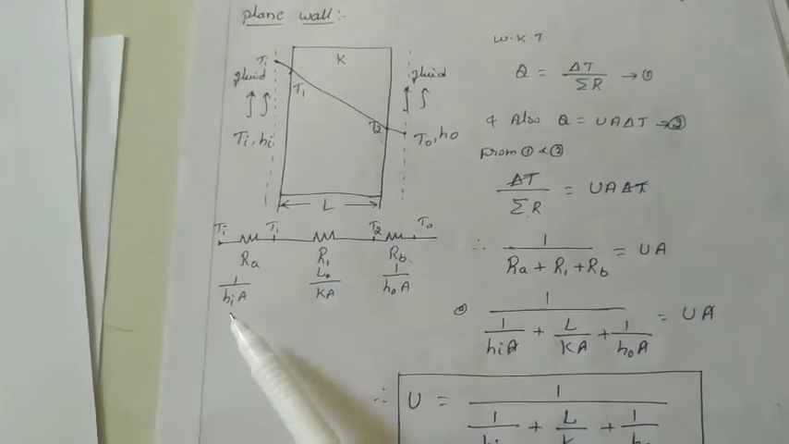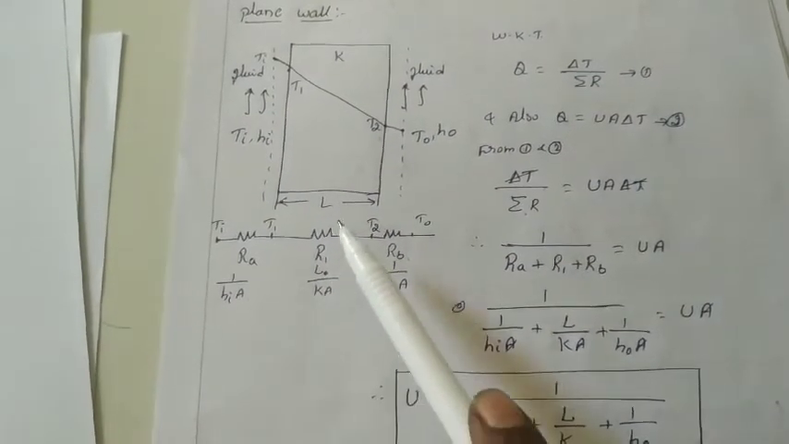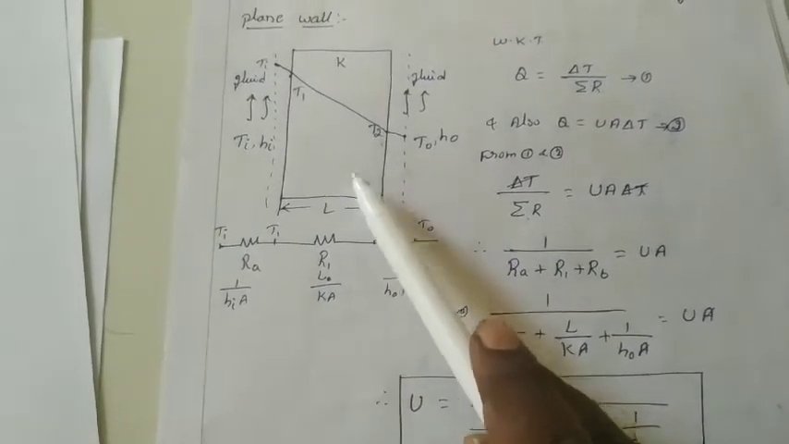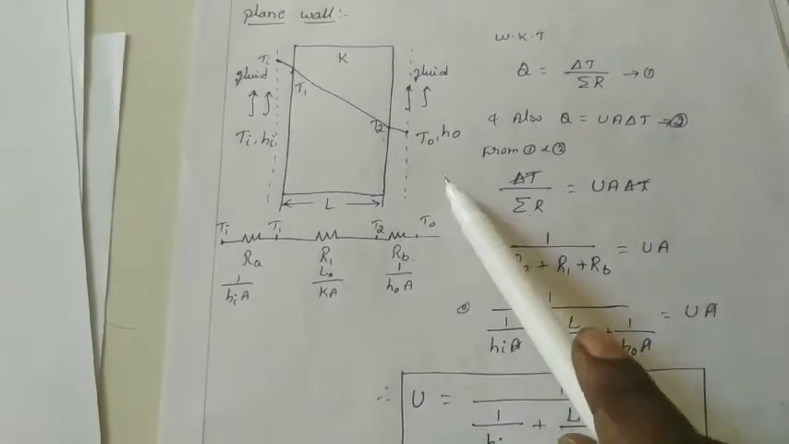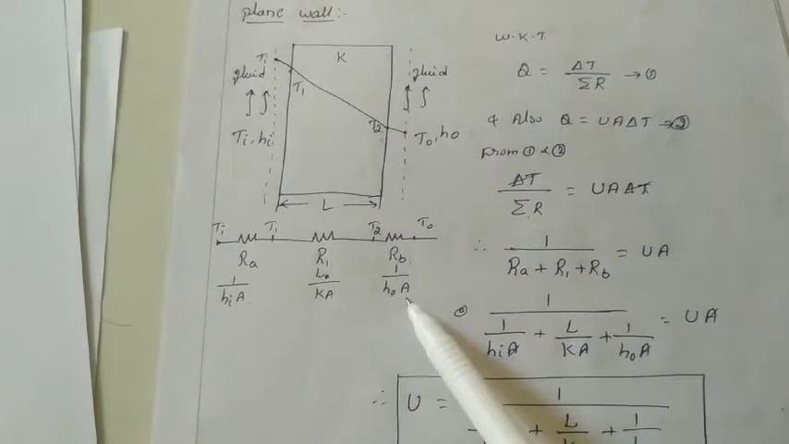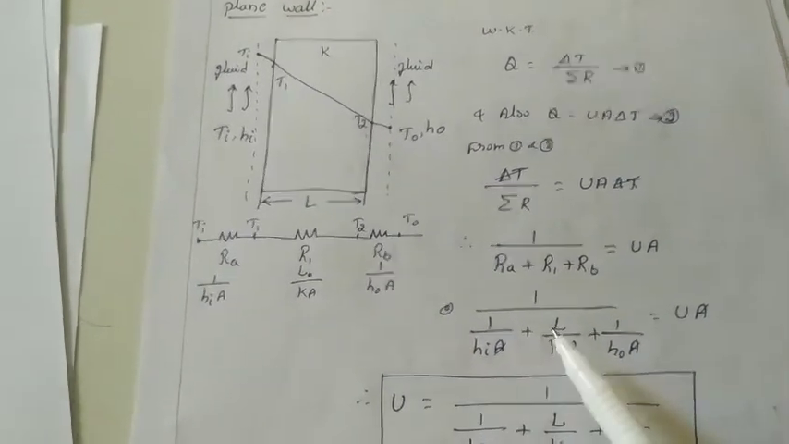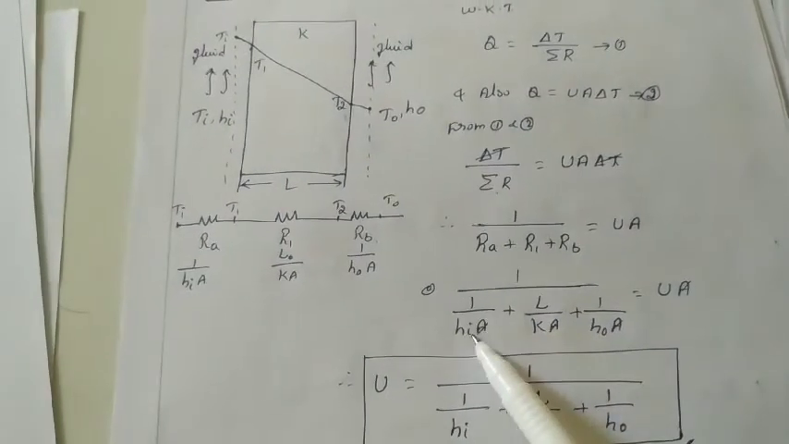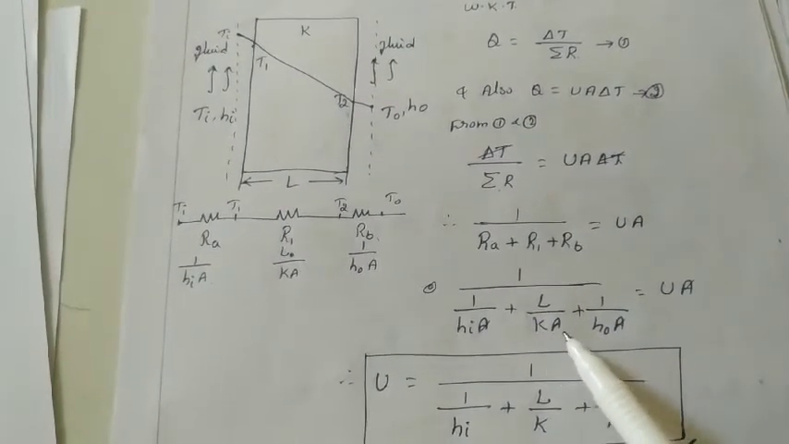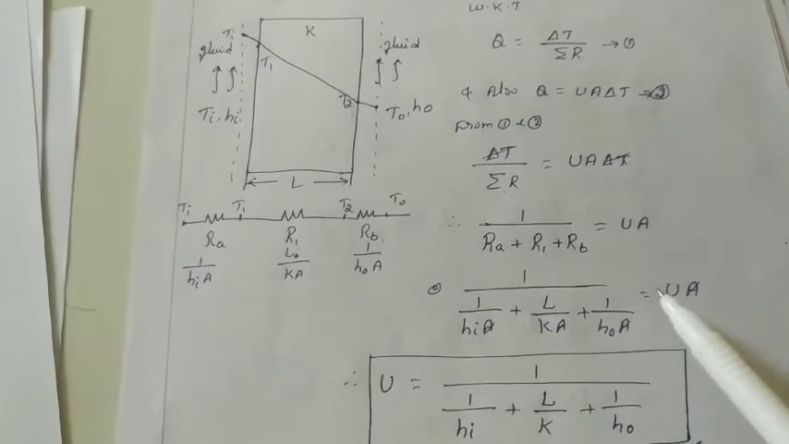So 1 by Hi into A. This is the conduction resistance for the metal, L by KA. At the same time the convection resistance 1 by H0 into A. Area should be same for all the things. So let us consider that is 1 by Hi into A plus L by KA plus 1 by H0 into A divided by UA.